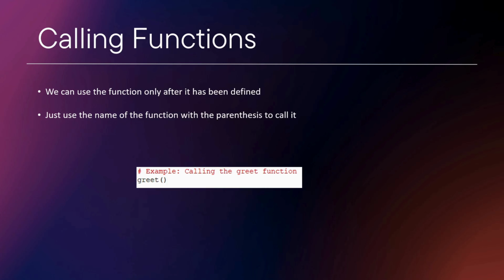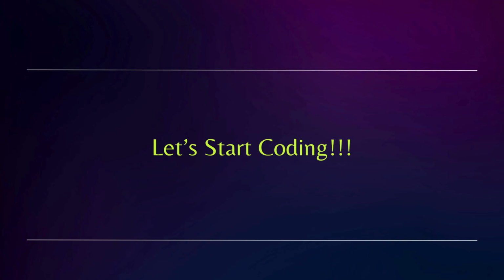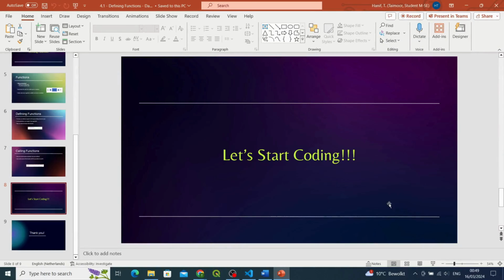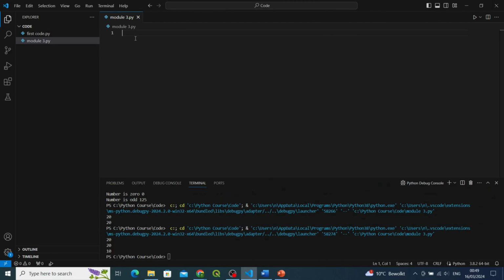So the parentheses are these brackets. These are empty. I just use it like this and the function is called. So let's start coding. I'll come over here and create a new file. The previous one is empty, but still I will say module4.py. Just close this one.